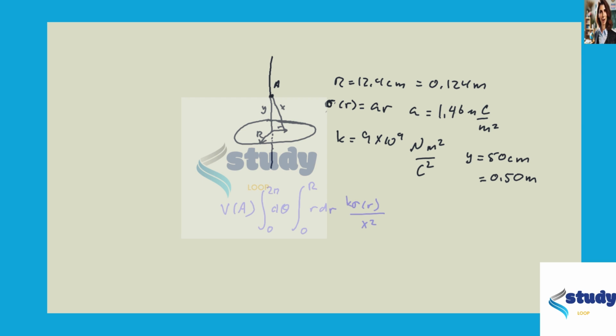Okay, that's an equal sign. So it turns out we can do the theta integral right away. So we'll write that as 2 pi. We get a k coming out, and then we have 0 to capital R of r dr. Then sigma of r is little a times r. And then the denominator, x squared, is y squared plus little r squared.